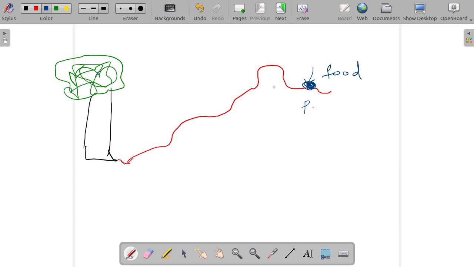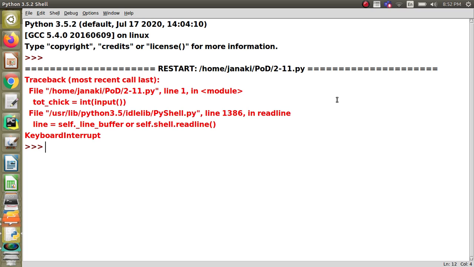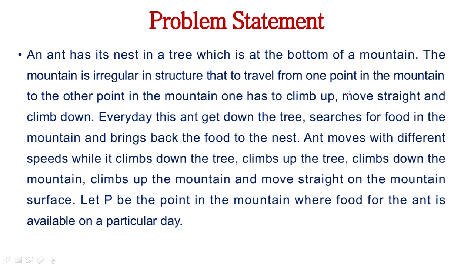The mountain is of irregular shape, where it may sometimes have to go down, up, and sometimes straight. You can see that here it will be like a straight surface, like a plane, and then it has to take the food. This is what the problem states.